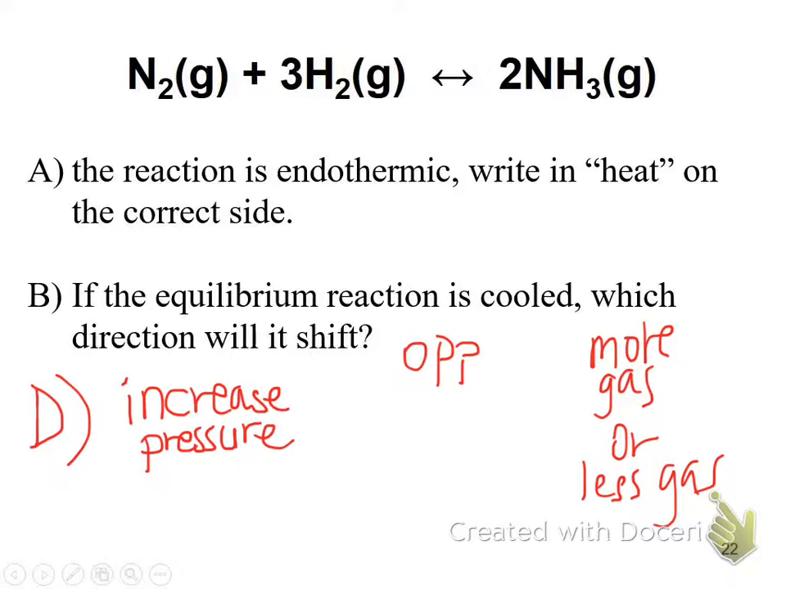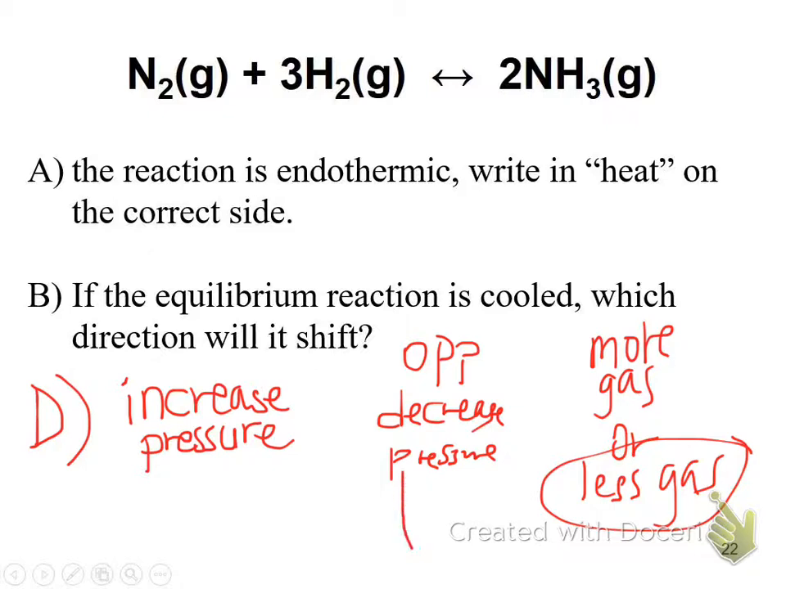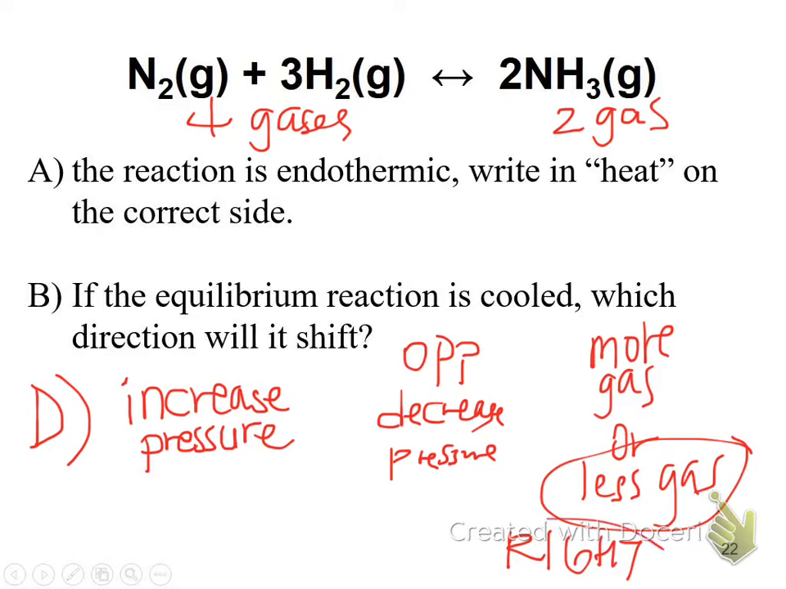Okay, so the opposite of increasing the pressure is to then decrease the pressure. And decreasing the pressure favors the side with less gas. The more gas you have, the higher the pressure. The less gas you have, the less your pressure. But which side has less gas? Remember, this side on the right side has 2 gases, and the one on the left has 4 gases. So this one actually favors a shift to the right side. Why the right side? Because that is the side with fewer gases.